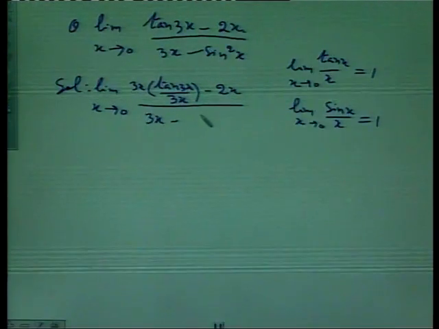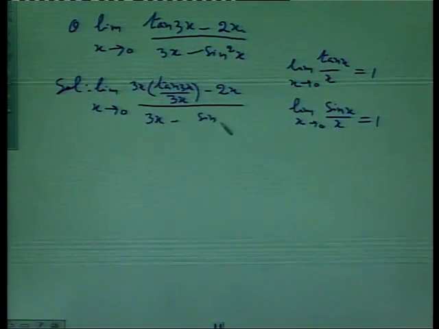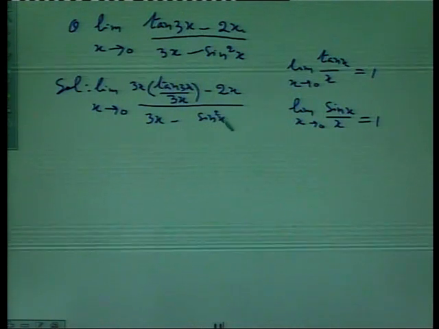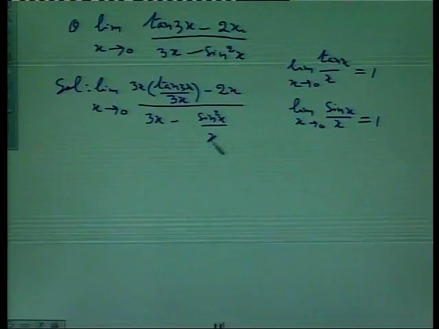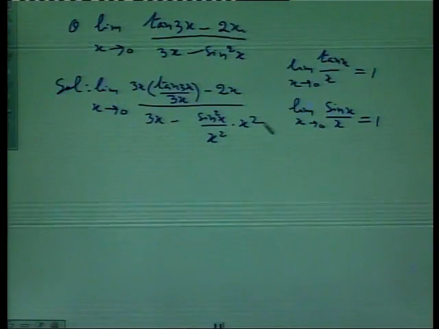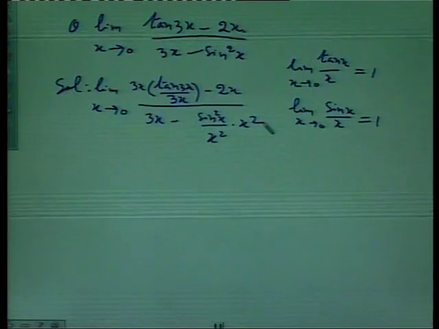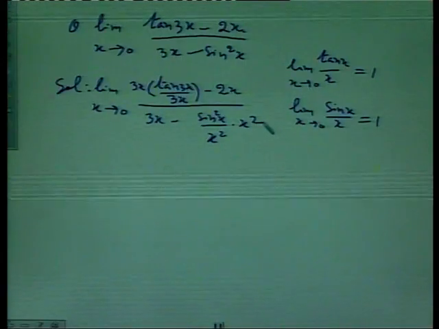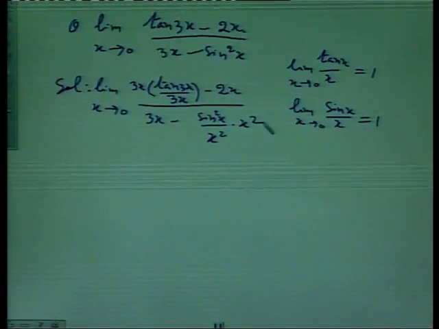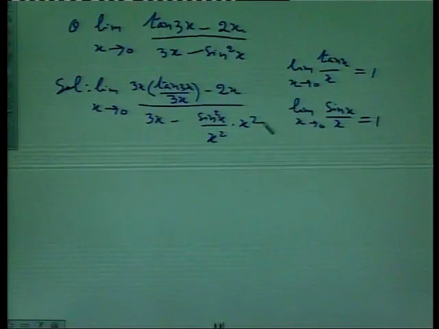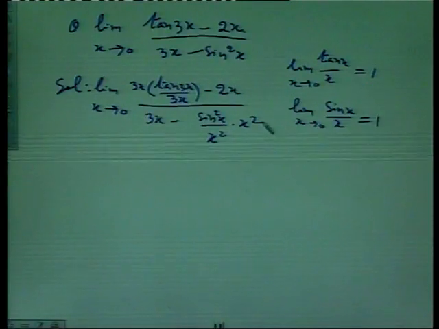Same way for the denominator, minus sin square x upon, we divide by x square and at the same time we multiply by x square, to bring it into the standard form.